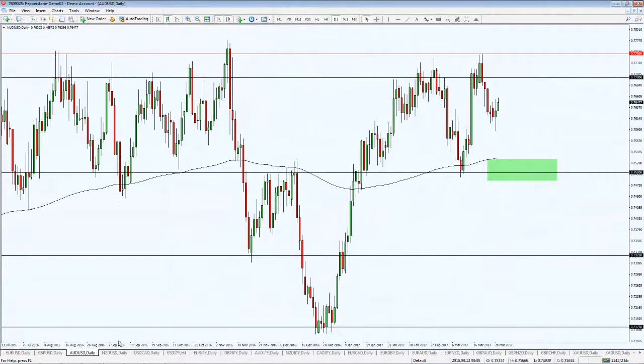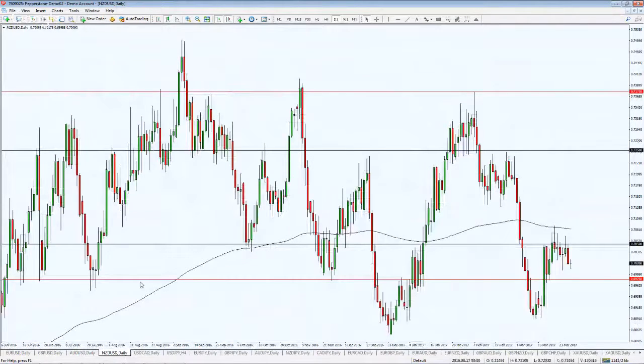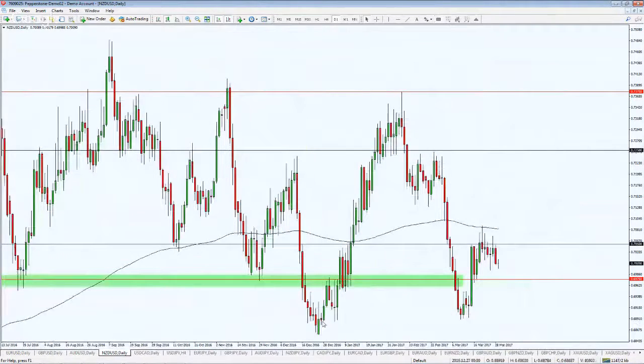New Zealand dollar, at this point in time, price is still chopping up and down. It basically broke out of this area over here, retested this low, and they closed higher. So at this point in time, since price is still below the 200 MA, I'm looking to short, but there is no setup at this point in time. But at least you know what New Zealand dollar is doing.